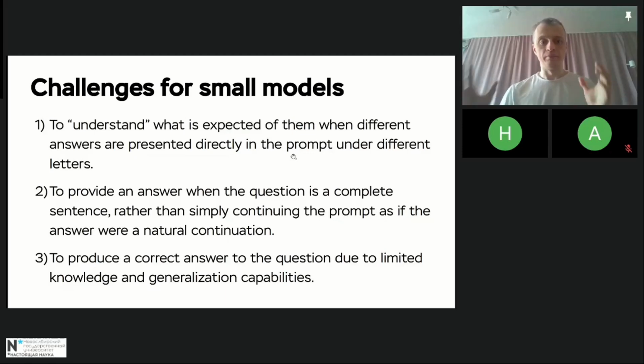Second, small models also find it challenging to generate appropriate answers when questions are presented as complete sentences, rather than just as prompts where the answer is a natural continuation of the question. And third, due to their reduced capacity, small models often fail to produce correct answers just because they lack the necessary knowledge or generalization ability required to handle abstract or rare cases. So how can we address these problems?